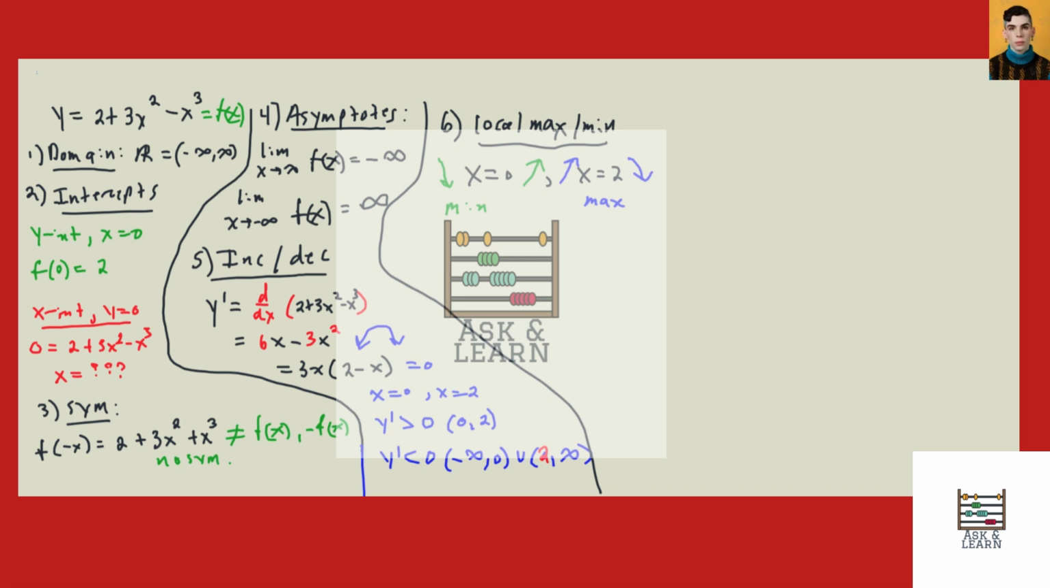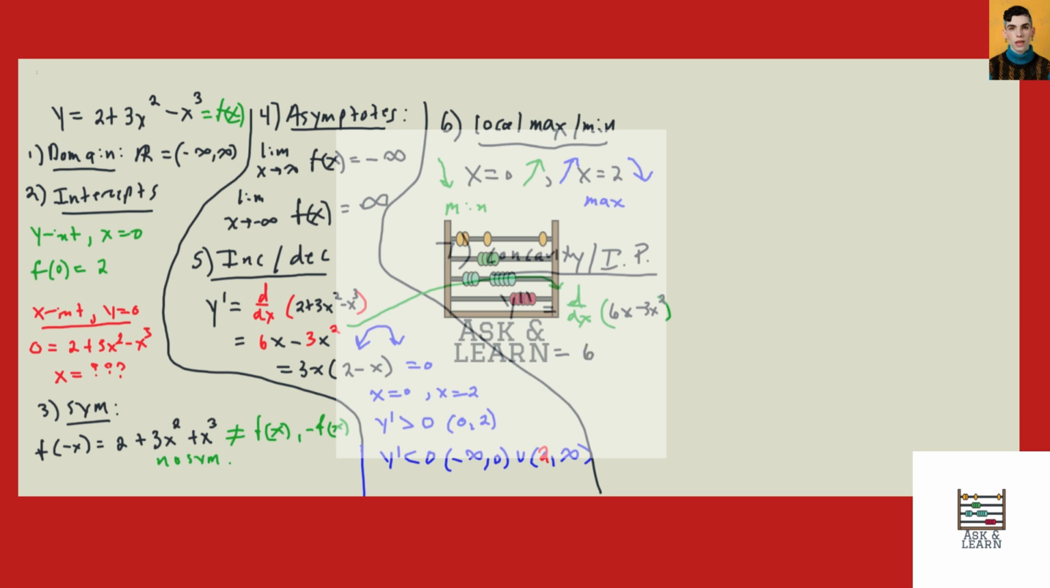And now we want to look at our concavity, slash inflection points. So we're going to need to look at y double prime. And we already found that y prime is this. And to take the derivative of 6x minus 3x squared, we're also going to need to use power rule again. So d by dx of 6x minus 3x squared.